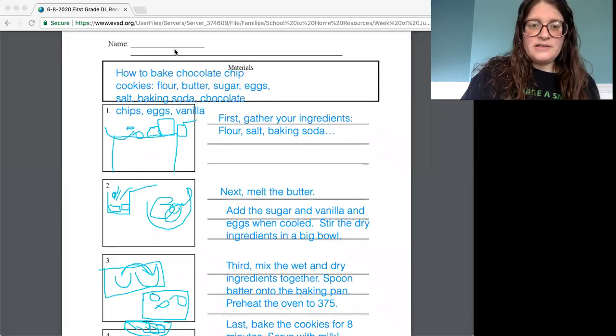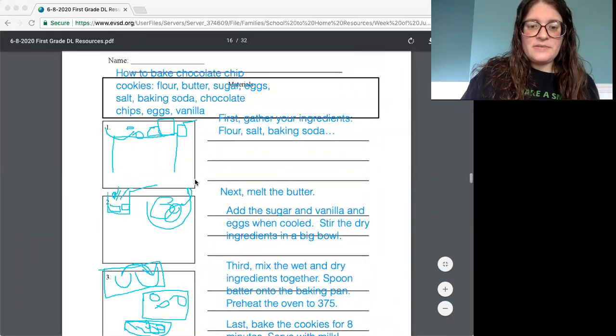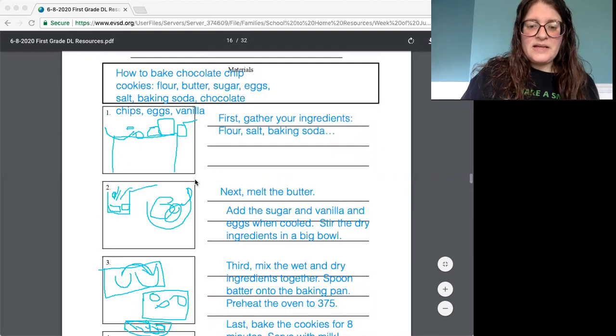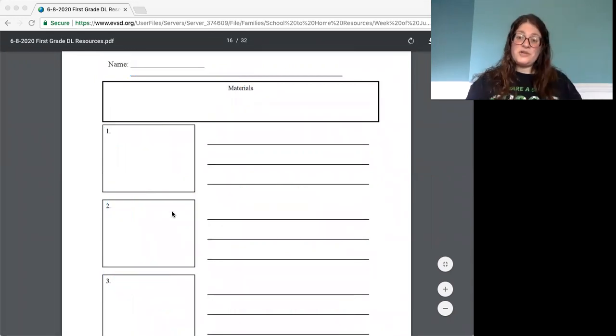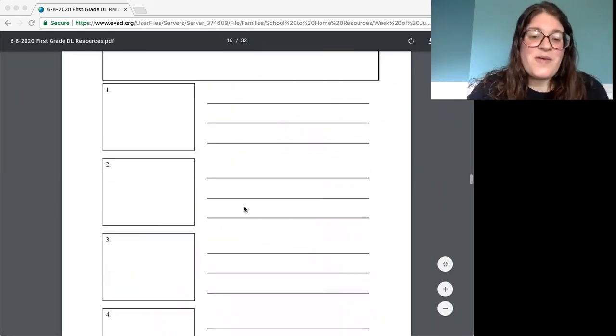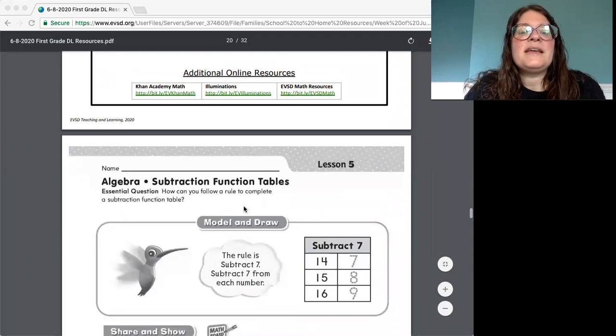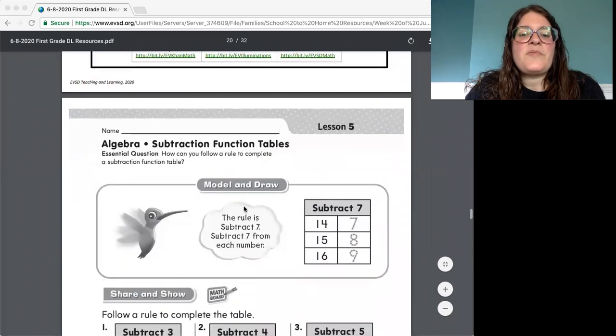I'll try to scroll down just a little so you can see that last part of what I wrote. Last, bake the cookies for 8 minutes, serve with milk. So I want you to try all of your how-to with something you're passionate about. And the next thing we're gonna do is look at our math targets.